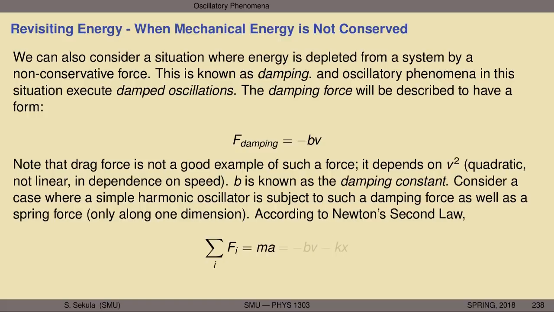So consider a case where simple harmonic oscillation is occurring, but in a system subject to such a damping force. We can consider that system from the perspective of Newton's second law. The sum of the forces will be equal to the mass times the acceleration of the system. Well, what are the forces? We have two forces. We have a damping force, negative bv. We have a spring force, negative kx. So we have two forces, the damping force and the spring force.